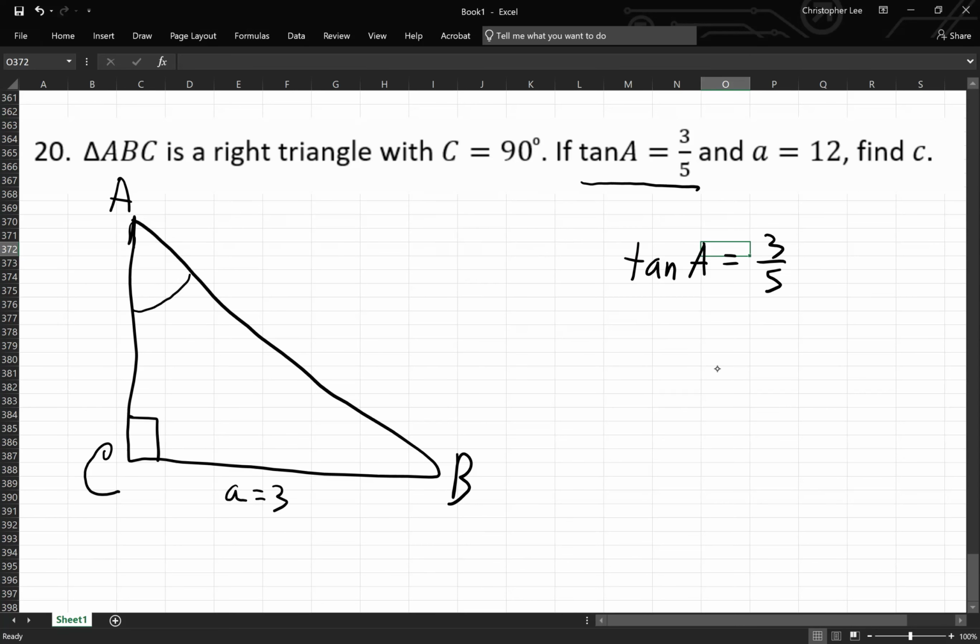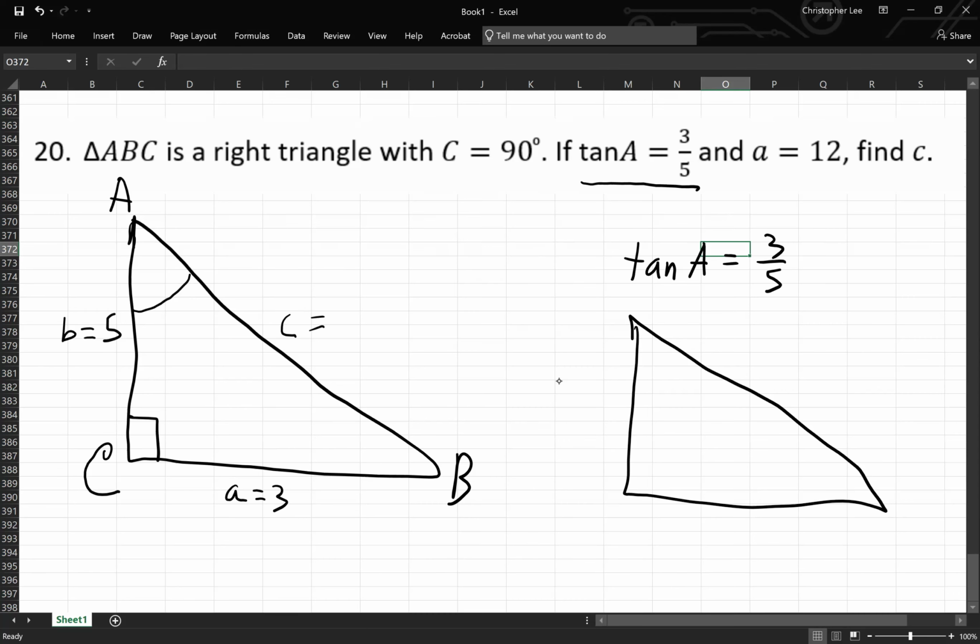Adjacent to my angle A is going to be B, equal to 5. If you had A and B swapped, you would have had these numbers swapped. It'll still give you the same answer. But I need to know what C is. Then they give you this other information: if A is equal to 12, find C. So what does that mean? I have another triangle over here that looks just like this one.